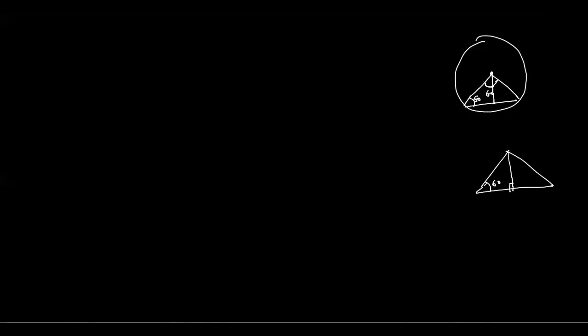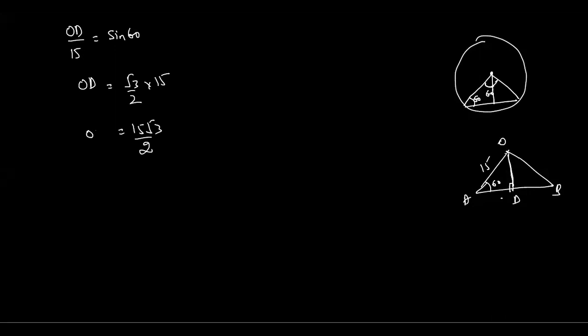So if it is given to you that this is 60 degrees and the radius is 15, you know very well that OD upon 15 is equal to sine 60, and sine 60 is actually root 3 by 2. So root 3 by 2 is equal to OD upon 15. So 15 will go to that side, and that will be 15 root 3 by 2. This is actually equal to OD. This is the first question.